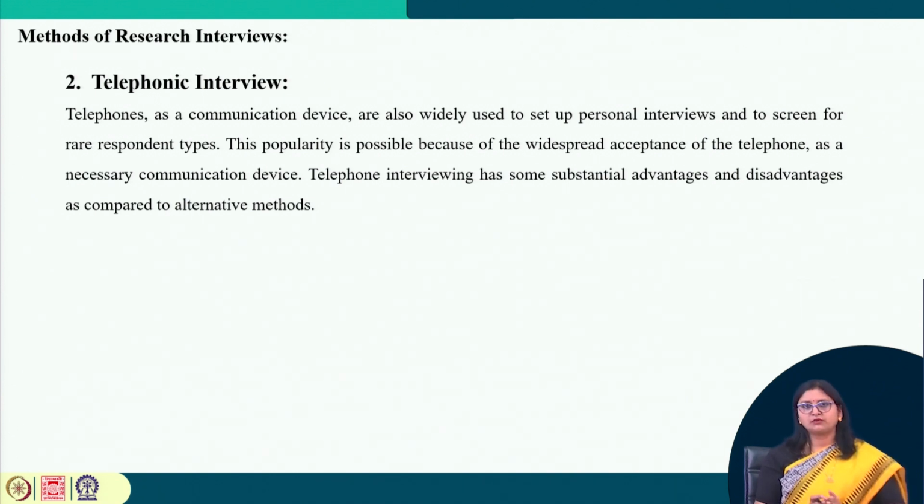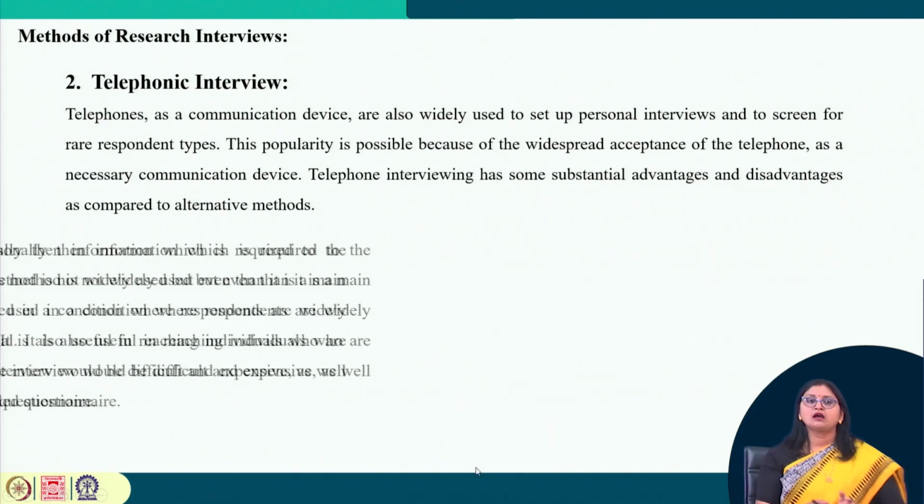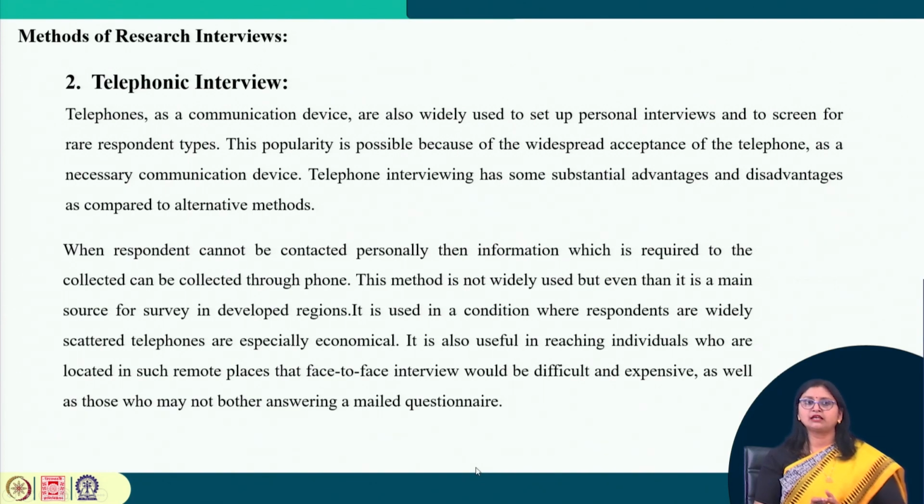This is popularly possible because of the widespread acceptance of the telephone or mobile as a necessary communication device, and we all have smartphones in our hands. So, telephone interviewing has some substantial advantages and disadvantages compared to alternative methods. When respondents cannot be contacted personally, the required information can be collected through phone. This method is not widely used, but even then it is a main source for surveys in developed regions.